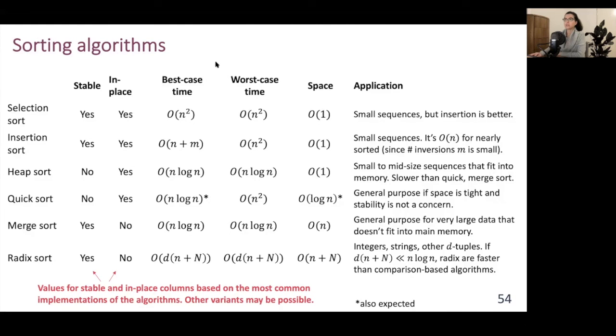Here you can find a summary of the most important properties for all the sorting algorithms that we've seen, now also updated to include a column about their stability and also a row for the radix sorts algorithms. We've already discussed the other algorithms at length. Here I just want to add that radix sorts are suited for sorting integers, strings, as well as other d-tuples. Radix sorts can be faster than comparison-based sorting algorithms as long as d times n plus capital N stays comfortably under n log n.